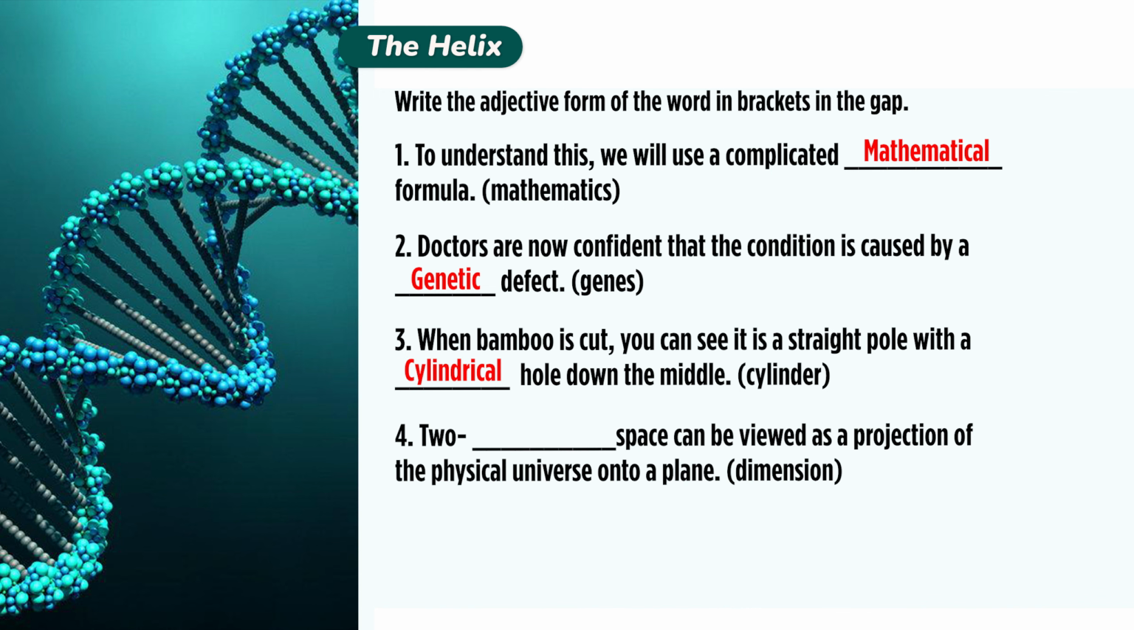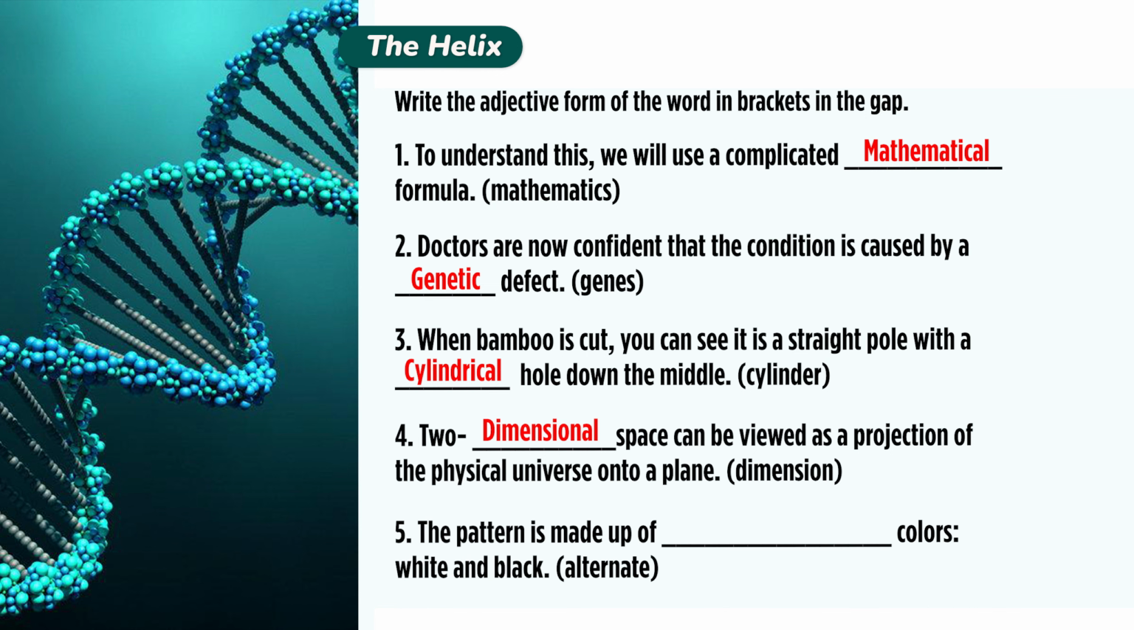Two blank spaces can be viewed as a projection of the physical universe into a plane. Dimension. The answer is dimensional. The pattern is made up of blank colors, white and black. Alternate. The correct answer is alternating or alternate.